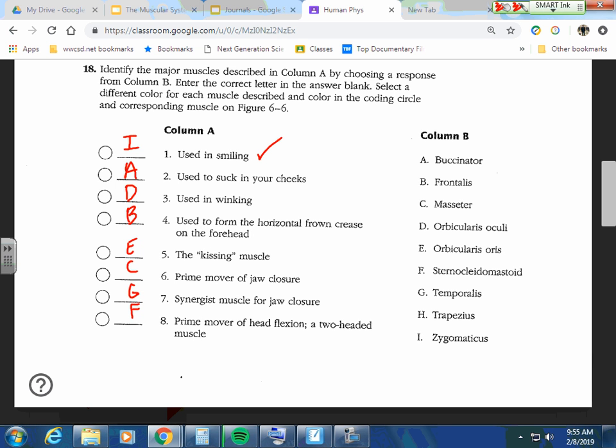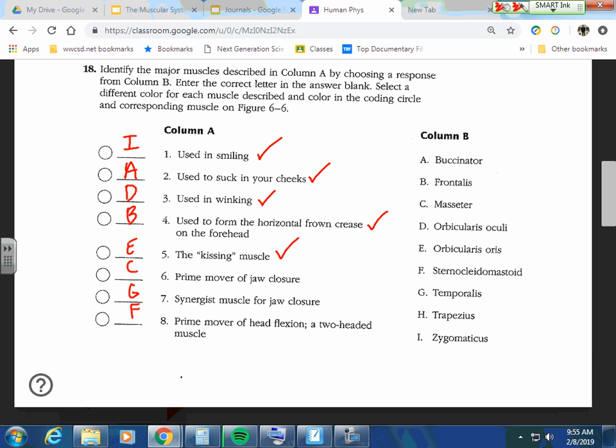All right. Now, on this, the ones I check are ones that you should know their functions as well. So we should also know A, buccinator, used to suck in your cheeks. We should know winking is orbicularis oculi. We should know the horizontal frown crease of the forehead is going to be the frontalis. And the last one is the kissing muscle, which would be orbicularis oris. Okay, so just the first five.